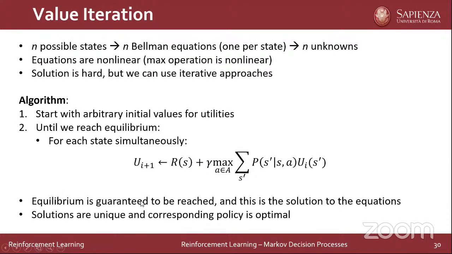So there is a guarantee that you will reach an equilibrium, and that this will be a solution to all of your equations. And this is a unique solution which also corresponds to the optimal policy, which means that if you take an action by maximizing this utility function computed by the value iteration algorithm, then you are obtaining an optimal policy.